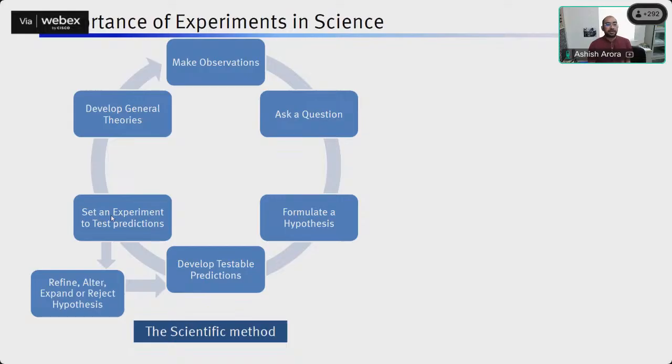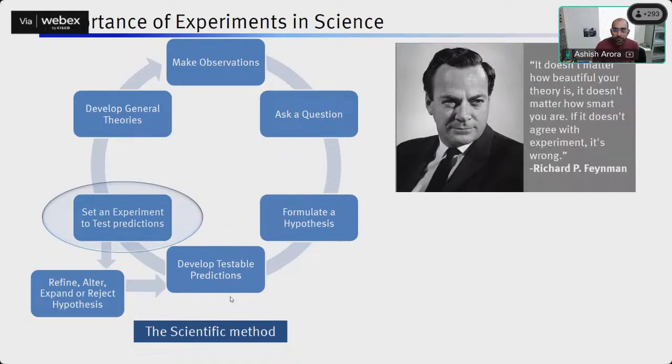Suppose the experimental results are in line with the predictions, then it's fine. Then you can develop general theories. But otherwise one refines the experiment or the hypothesis, or alters or expands or rejects the hypothesis altogether, and then makes a new hypothesis and new testable predictions, and this circle goes on until some general theories are developed, and this is the scientific method.